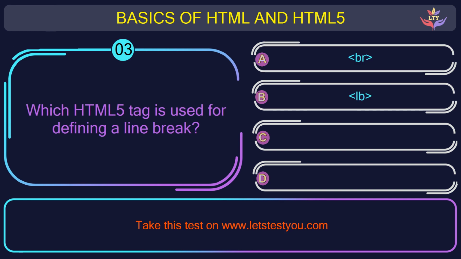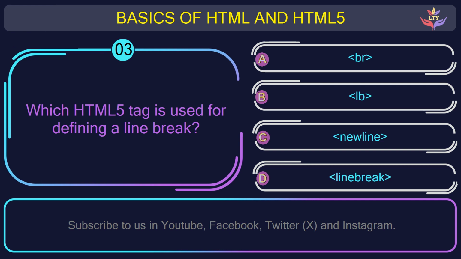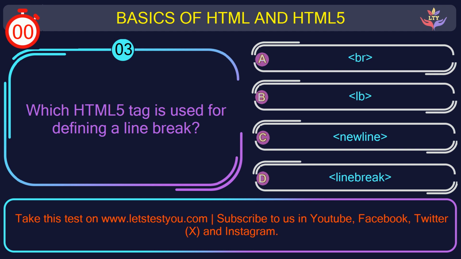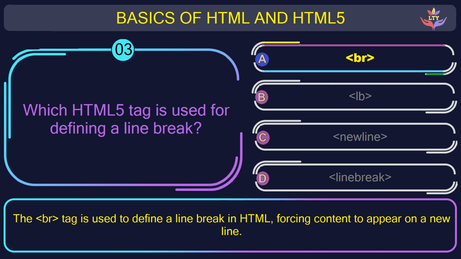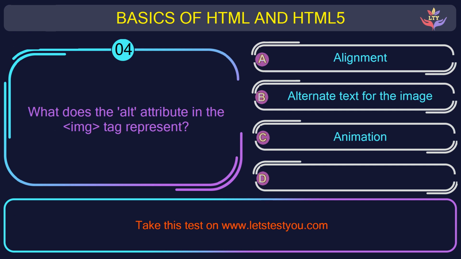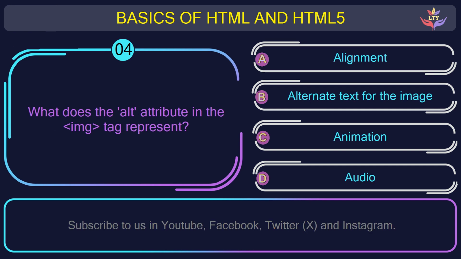Question number 3. Which HTML5 tag is used for defining a line break? The correct answer is option A. BR. The BR tag is used to define a line break in HTML, forcing content to appear on a new line.